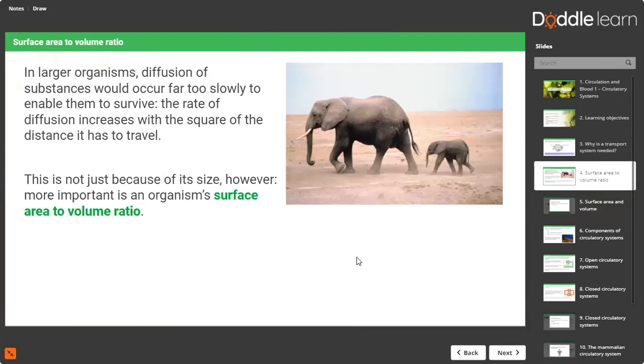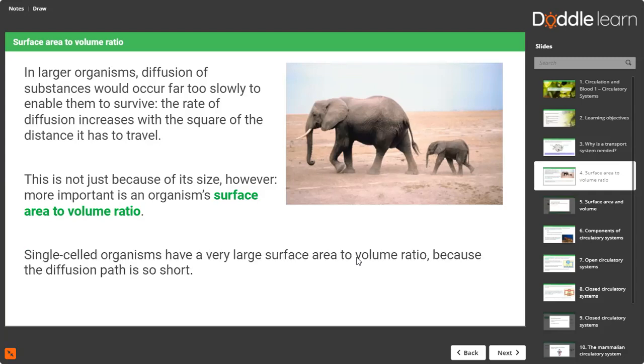This is not just because of size, however. More important is an organism's surface area to volume ratio. So single-celled organisms have a very large surface area to volume ratio because their diffusion path is so short.